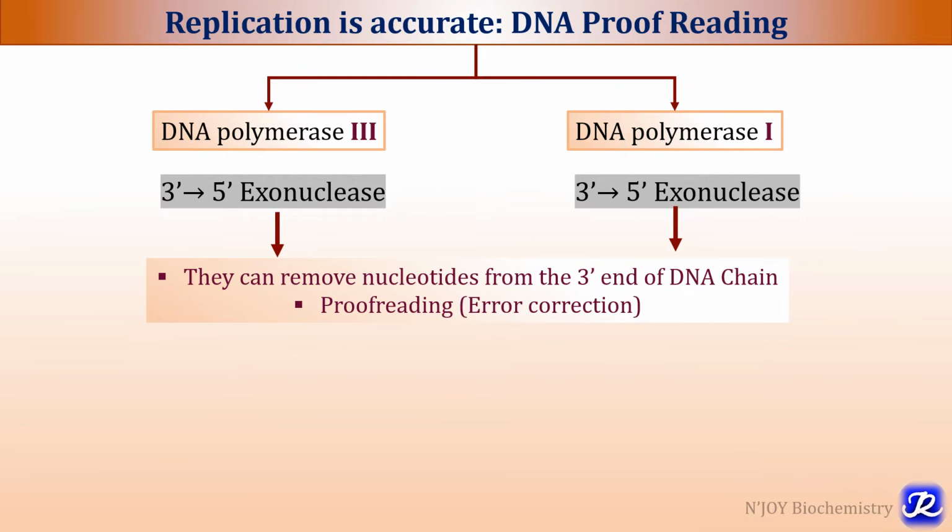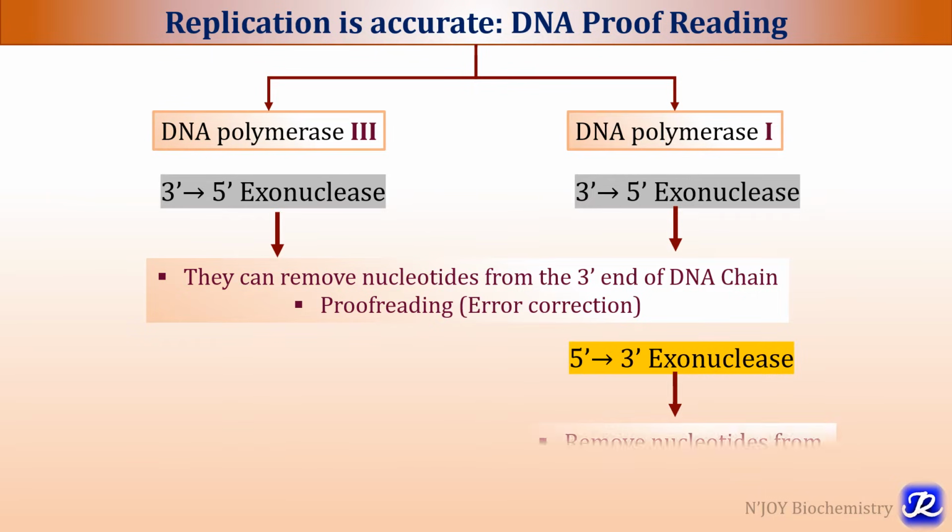this error is recognized immediately by the enzyme, and the enzyme's 3' to 5' exonuclease activity excises the erroneous nucleotide from the new strand, and then the DNA polymerase resumes forward movement and inserts the correct nucleotide. In addition to this, DNA polymerase 1 also has 5' to 3' exonuclease activity, and it can remove nucleotides from the 5' end of DNA.